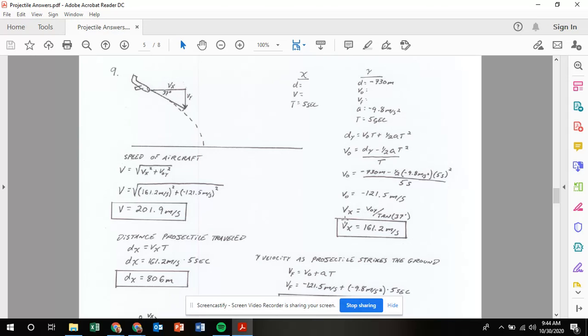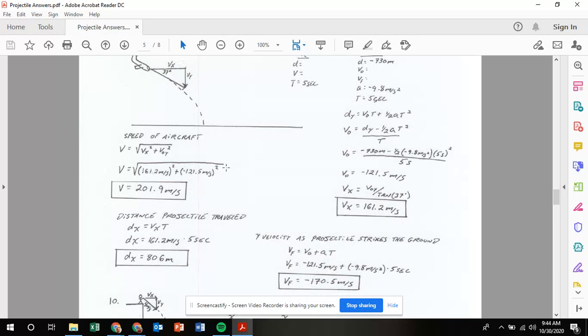That gets me my velocity in the x, which is 161.2, which is one of the things that we were trying to find. That's going to let us find the speed of the aircraft at the time that it released the projectile, because we now know our velocity in the x, we know our velocity in the y. We can do a little Pythagorean theorem, which is our hypotenuse equals the square root of both legs squared. So 161.2 squared plus negative 121.5 squared. And once that comes out of the square root, we get a velocity of 201.9 meters per second.